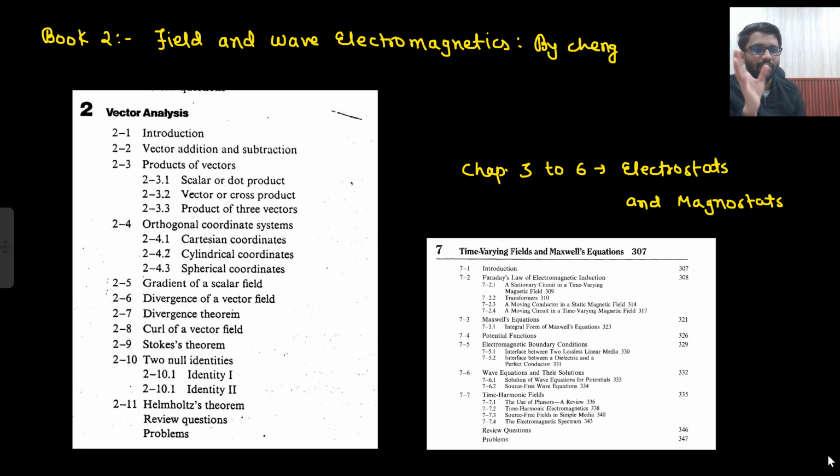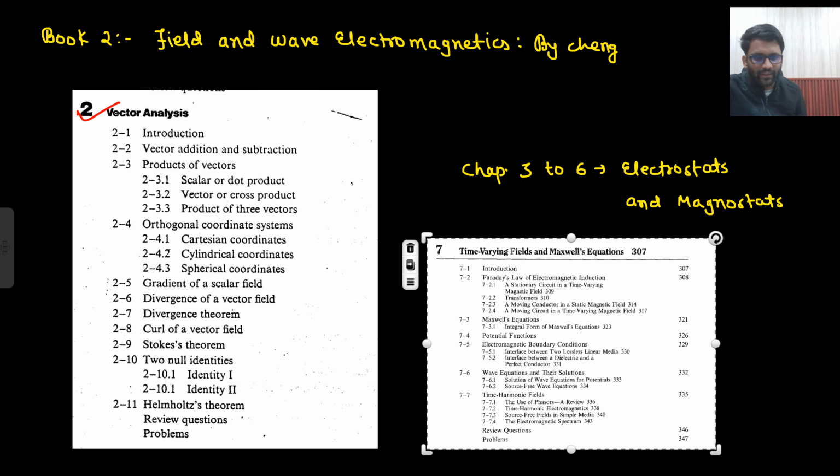Let's come to the second book, that is Cheng, Field and Wave Electromagnetics. In this book we have covered the vector analysis part. Mainly from this book we have studied transmission lines, because this is one of the finest books for transmission lines. Whatever is there for time varying fields, that also we have covered.